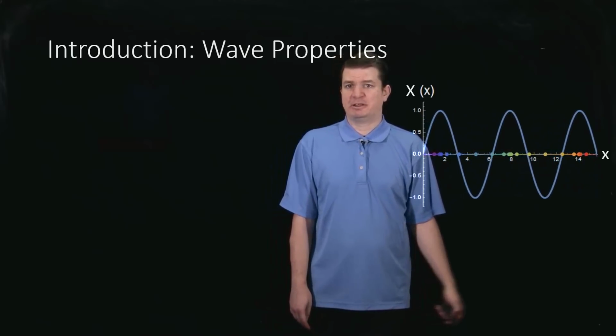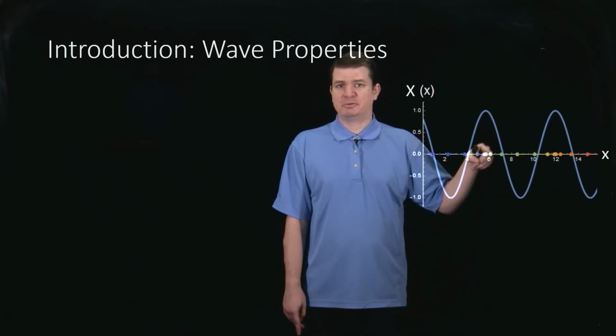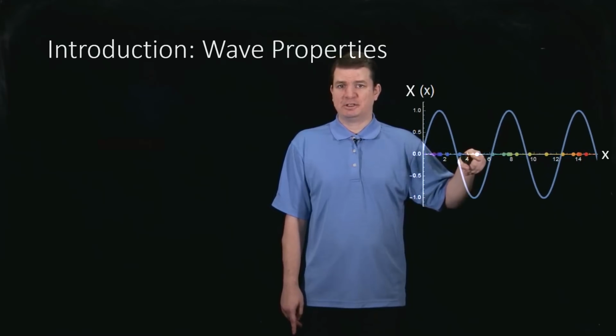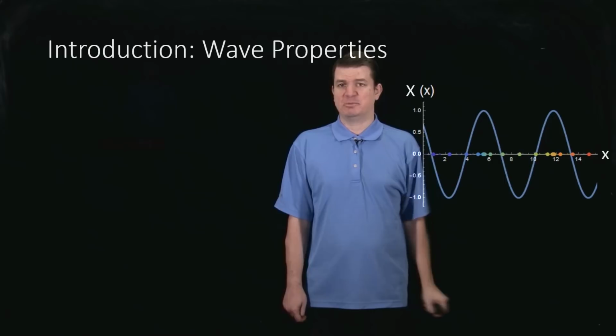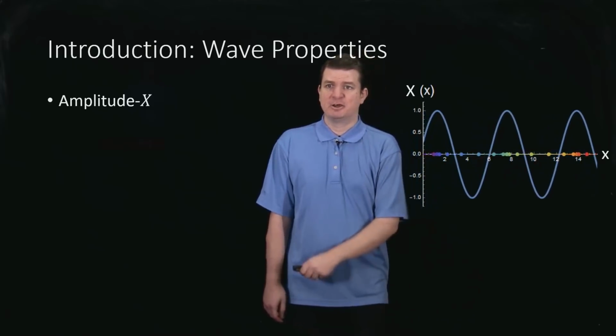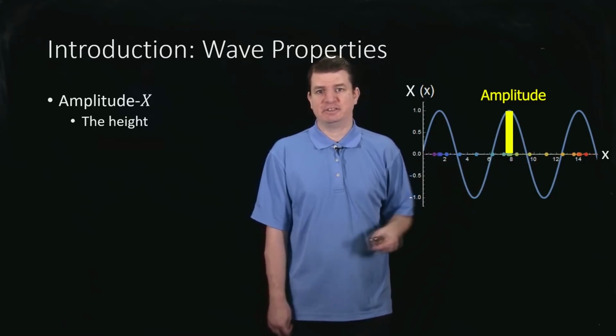So if we think about that, there is one really obvious one. What is the height going from the axis up to that peak, or equivalently from the axis down to there? What is that distance, the maximum distance I get from the axis? We call that the amplitude. And as I said, that describes the height of this wave.